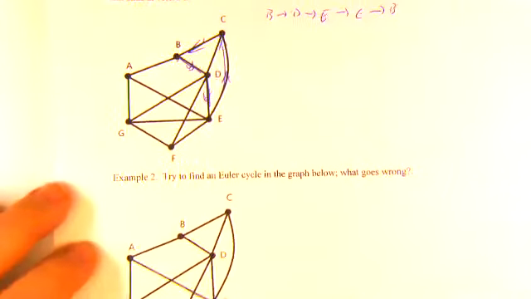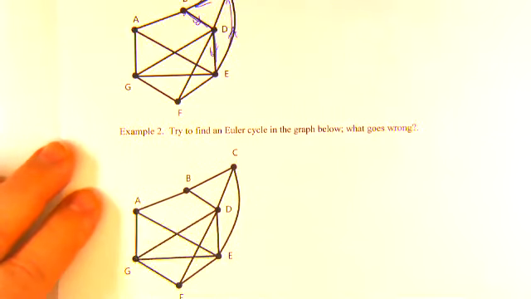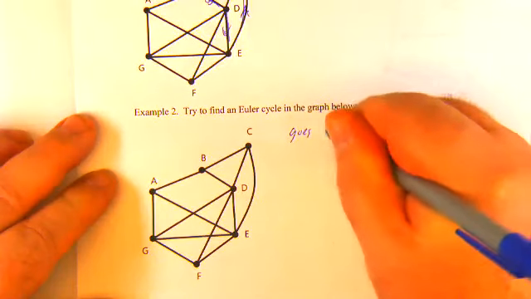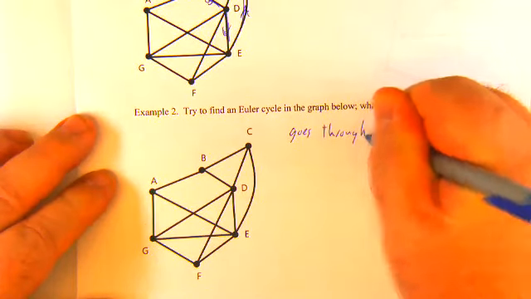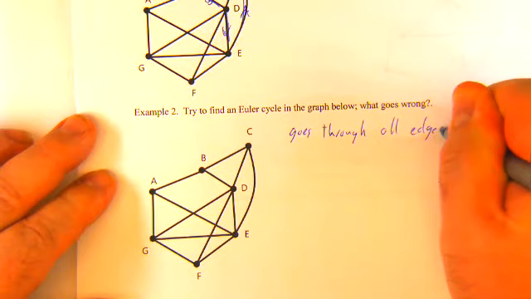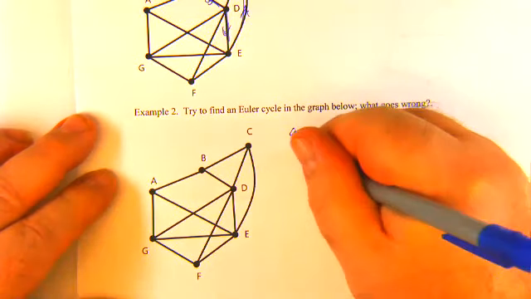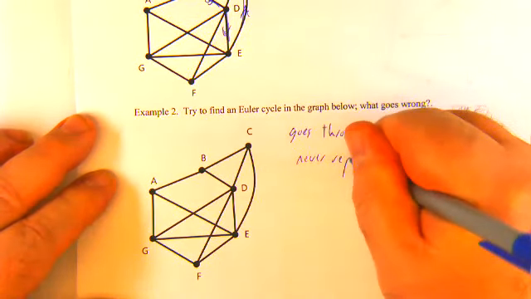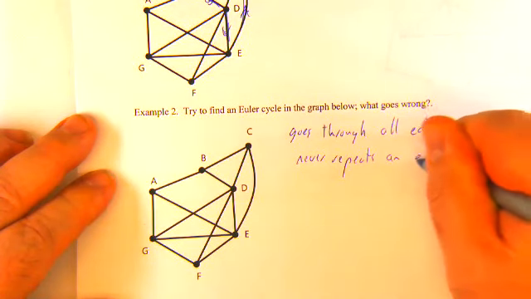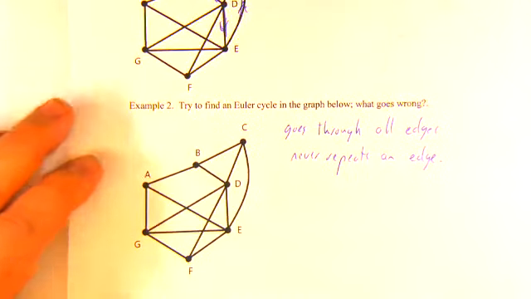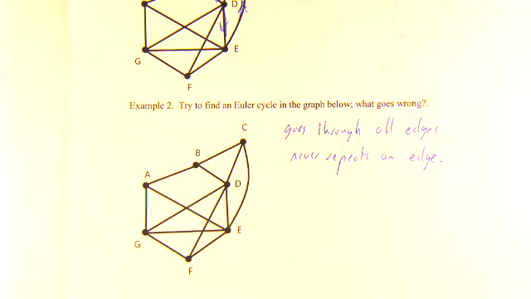Okay, so an Euler cycle, here's our graph. What's an Euler cycle? An Euler cycle goes through all edges, but never repeats an edge. So can we find an Euler cycle for this? And this is a very typical way that a lot of stuff in graph theory works: to see whether or not there's an Euler cycle, start at some point and work your way around the graph and see if you can do it.